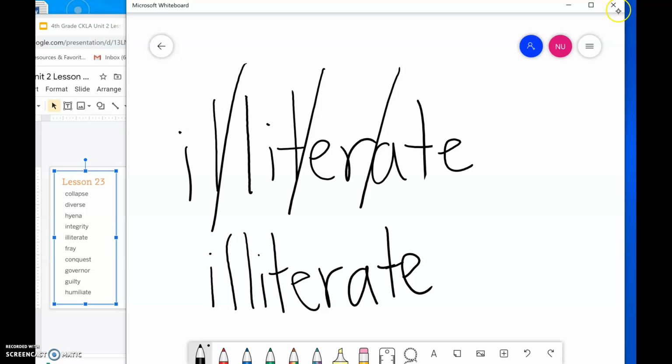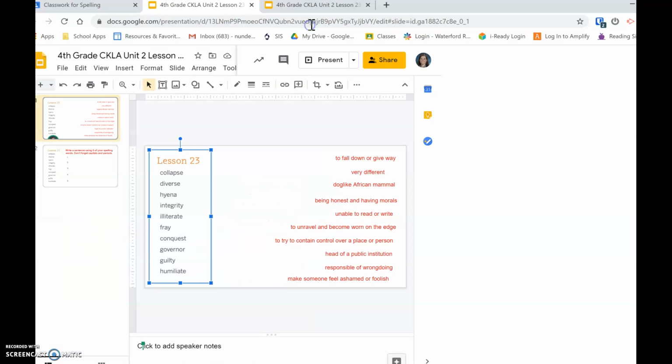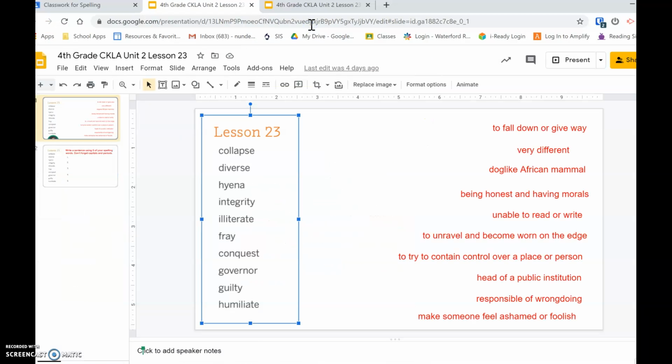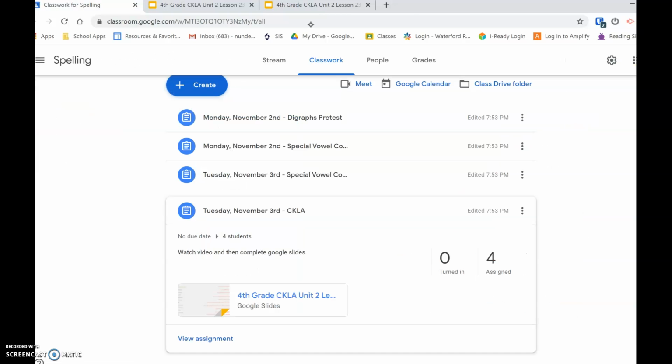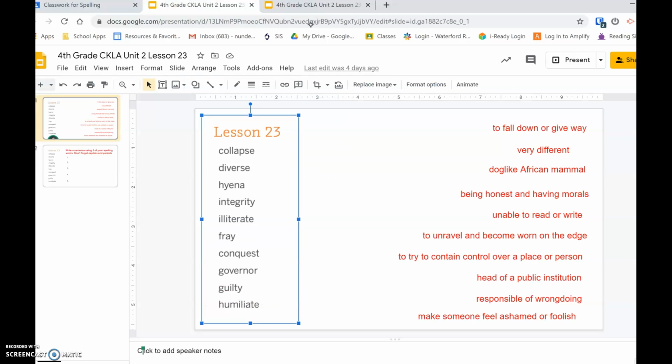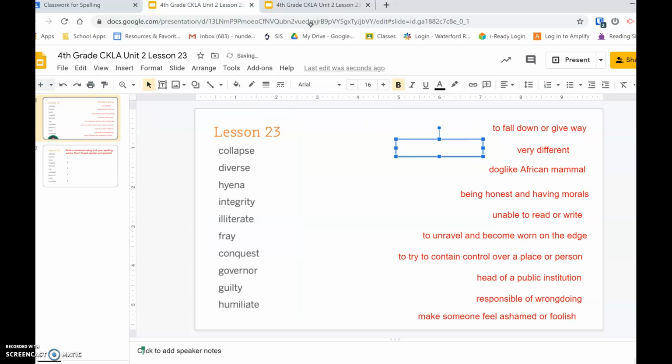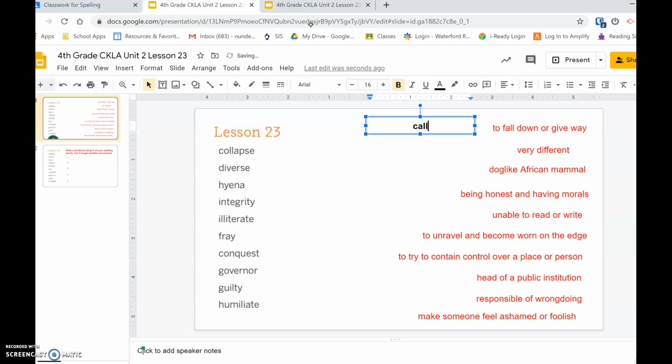Okay, now that we've talked about the words that you have this week, let's look at your activities. So if you click in your Google Classroom and you click on the slide, it's going to look like this. The first slide has all of the words, and then it has these definitions. And if you click next to the definition, there's a place for you to write the word. So this one says to fall down or give away. That one's collapse. The next one says very different. Well, that one would be diverse.